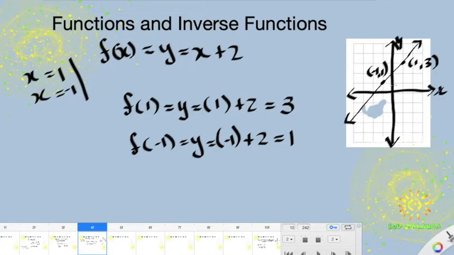So what we see on this graph is that there is no place where two x values give you the same y value. So if I go here, I get one y value. I go here, I get one y value. And we call this a one-to-one relationship.